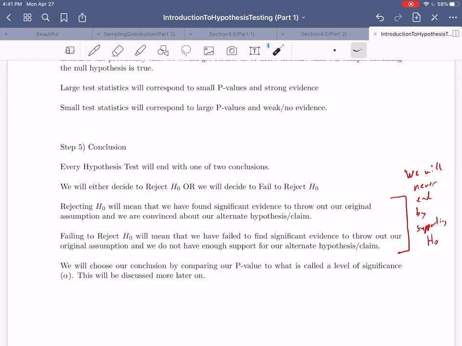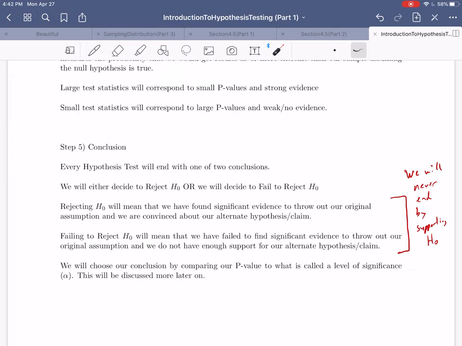Finally, something that isn't so important right now, but we'll see that when we start getting into computational examples, we'll be using it. The way we will choose our conclusion between these two is by comparing that p-value, what we calculated in step four, against what is called a level of significance, which is denoted alpha. We'll compare that p-value against that level of significance, and that'll make us decide between rejecting and failing to reject. I'm not going to say too much more about that right now because it is easier once we actually have some values to discuss. So we'll see that in later videos.